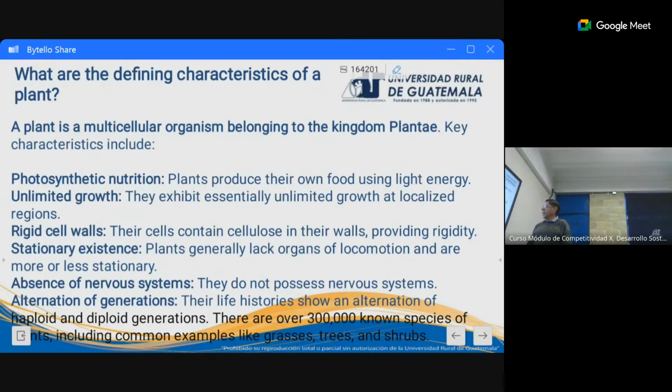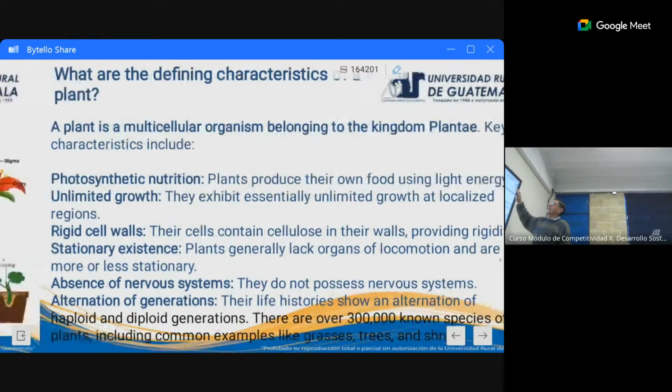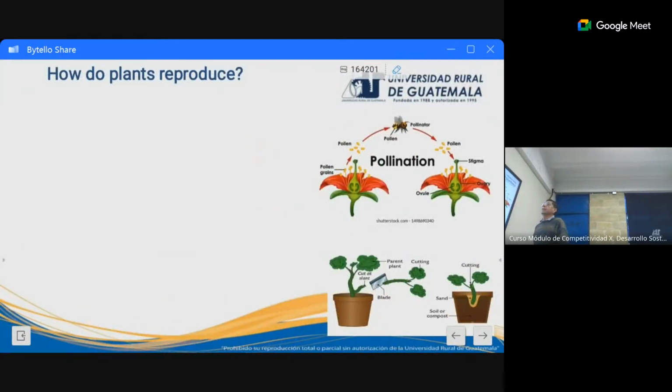There are over 300,000 known species of plants, including common examples like grasses, trees, or shrubs. These are a group of characteristics of plants. But now let's see how plants reproduce. There are two main processes that plants use to reproduce. Number one is sexual reproduction, and number two is asexual reproduction.